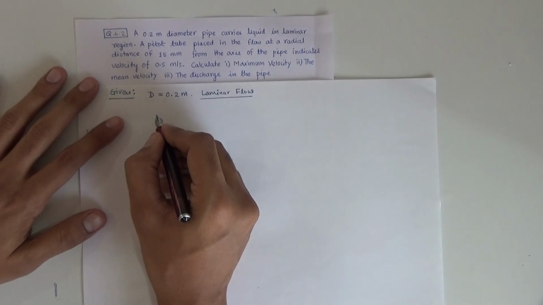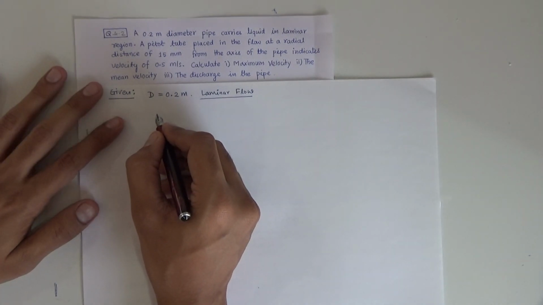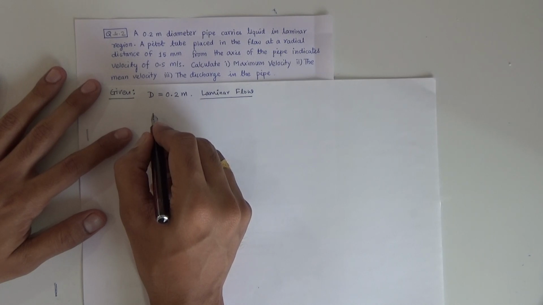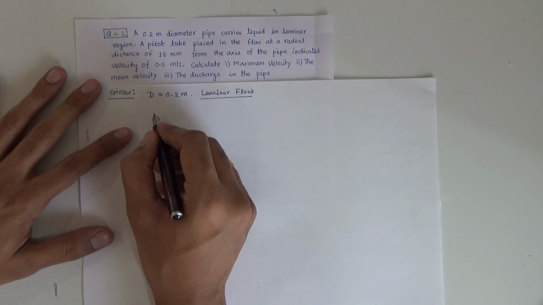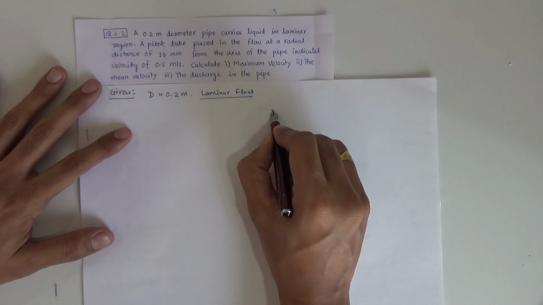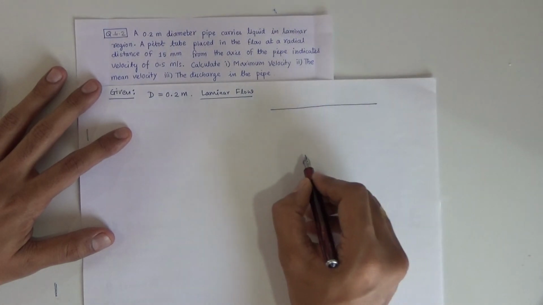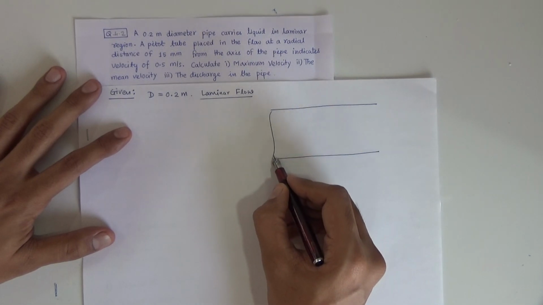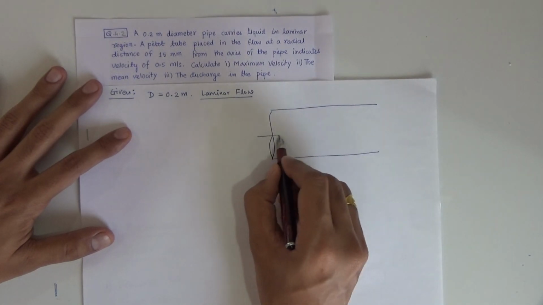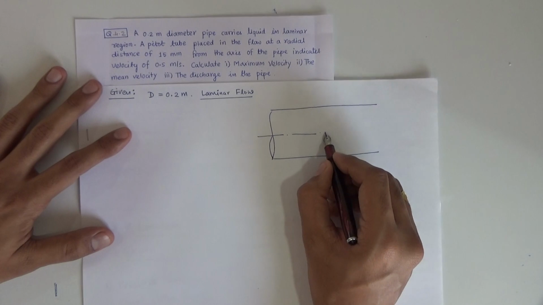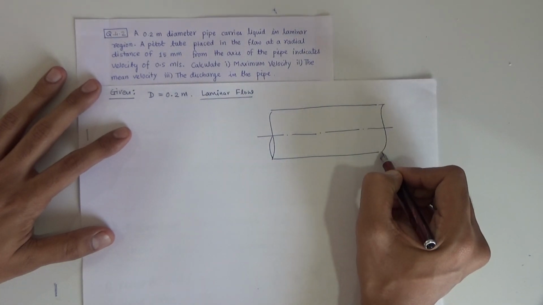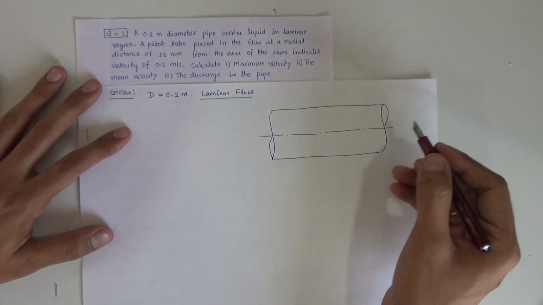Laminar flow. A pitot tube is placed in the flow at a radial distance of 15 mm from the axis of the pipe. Now there is a pipe, and this is very important, you should understand this. What is the pitot tube? It is used to measure the velocity of the fluid at any location across the cross section. You should go to unit number 1, or the initial part of the fluid mechanics course, to understand what is meant by a pitot tube.